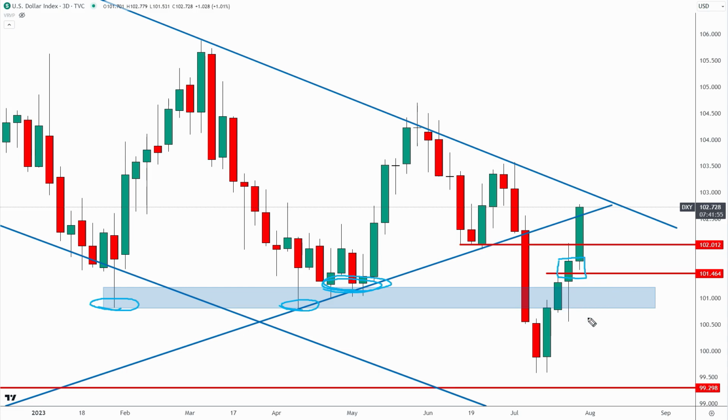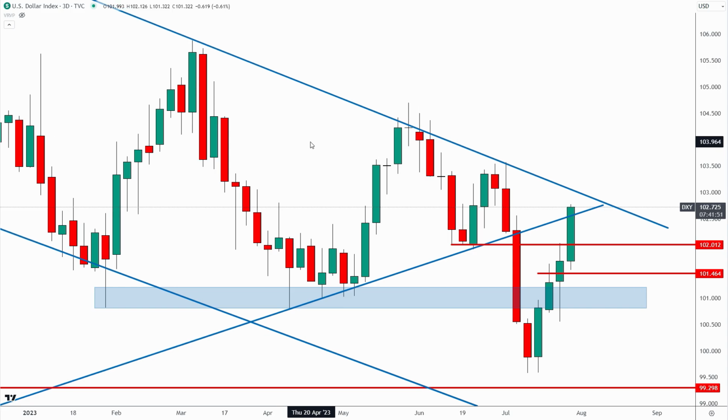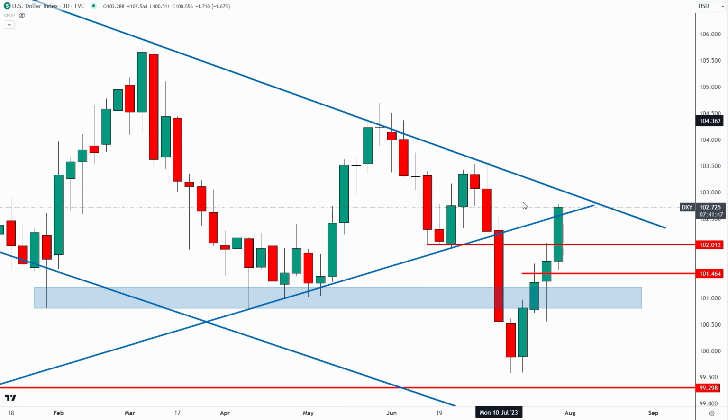All right, so let's talk about what it's going to take for the DXY to really break out and send gold lower, because remember that the dollar and gold share an inverse relationship. So if we see the dollar break out from this area up here, that's going to send gold lower. Okay, so let's go ahead and take a look at that.